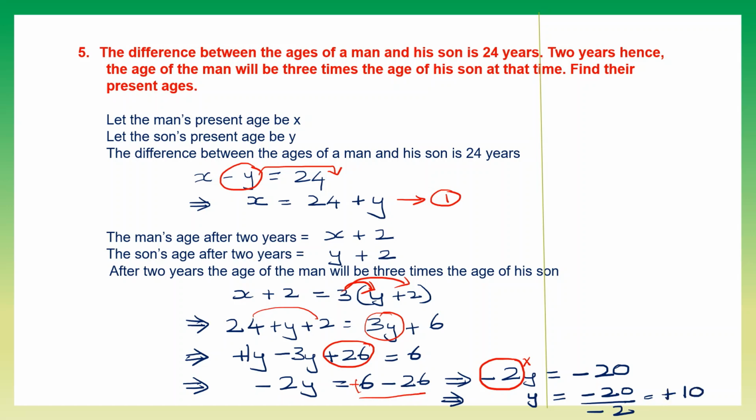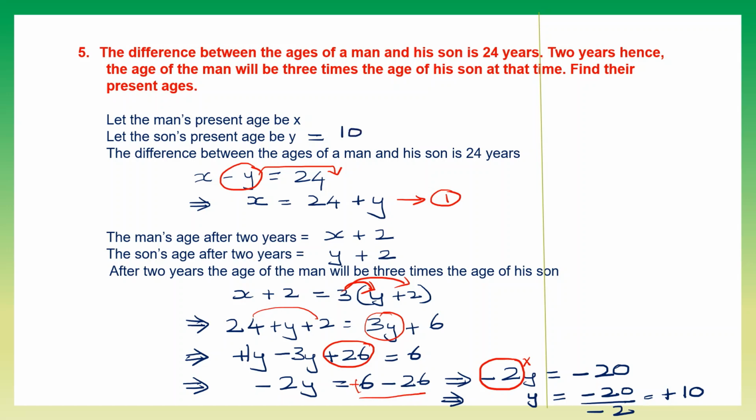So now we have found the value of y. y is equal to 10. So what is y according to our statement? We said let the son's present age be y. So he is 10 years old. So the son is 10 years old. So let's write that there. Son is 10 years old.